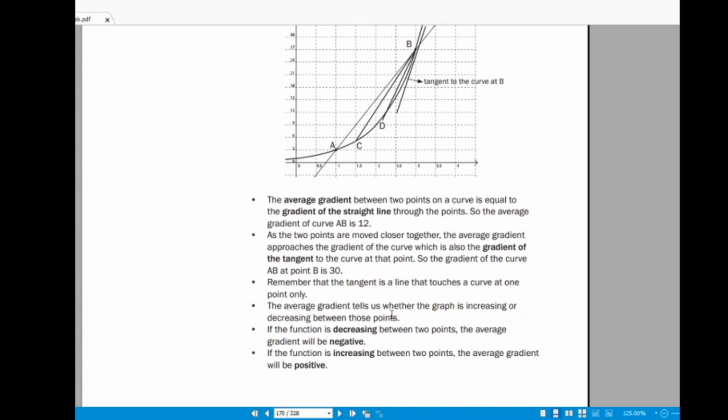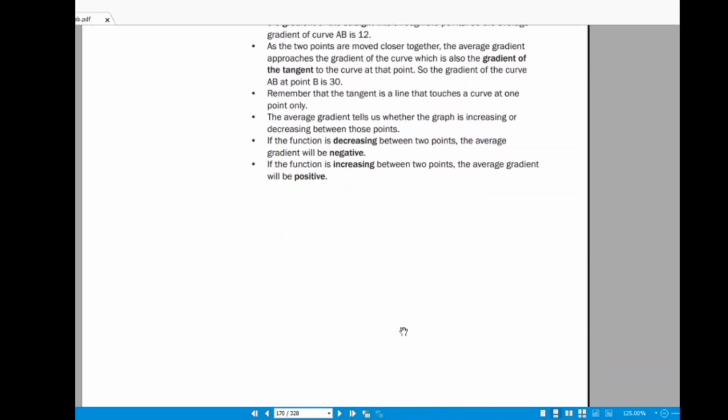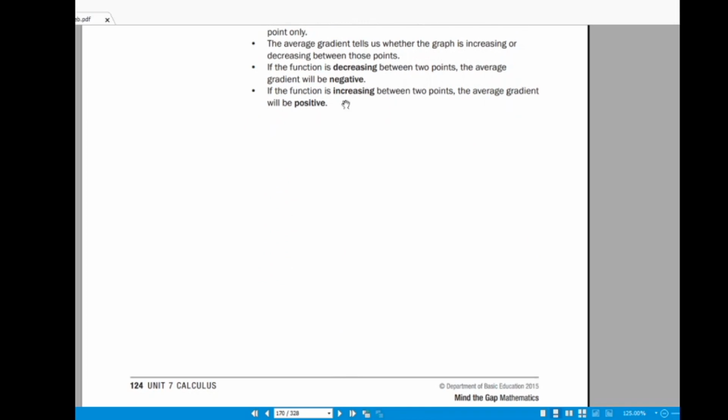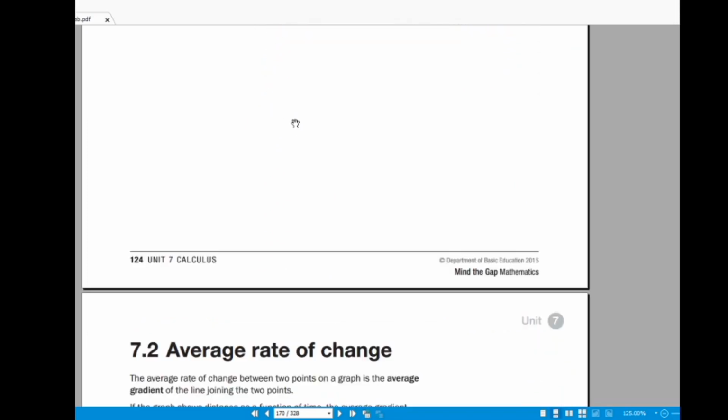The average gradient tells us whether the graph is increasing or decreasing between those 2 points, right? So if your gradient is positive, we know your function is increasing between those 2 points, and if it's negative, we know your function is decreasing between those 2 points, right? So decreasing is a negative gradient, increasing is a positive gradient.